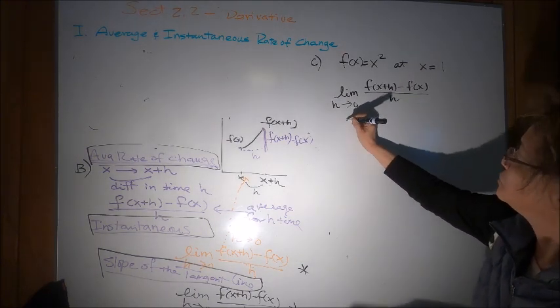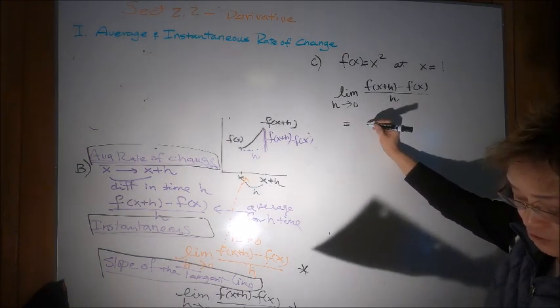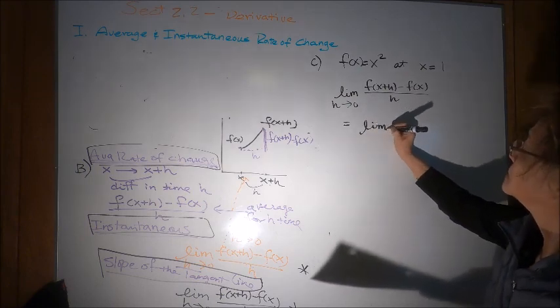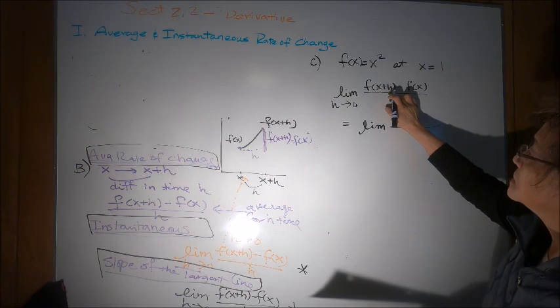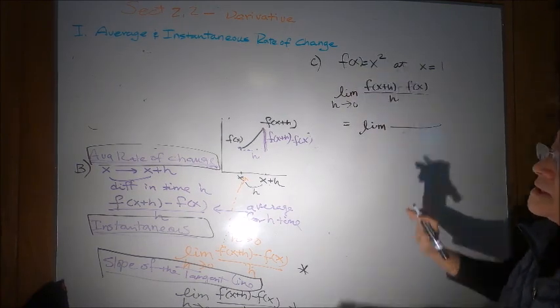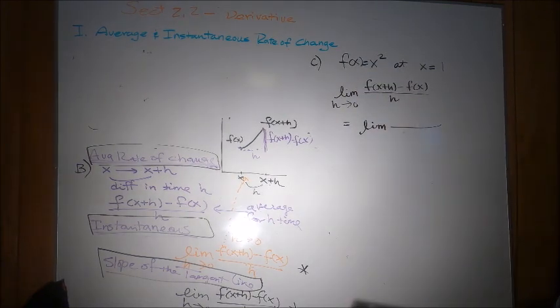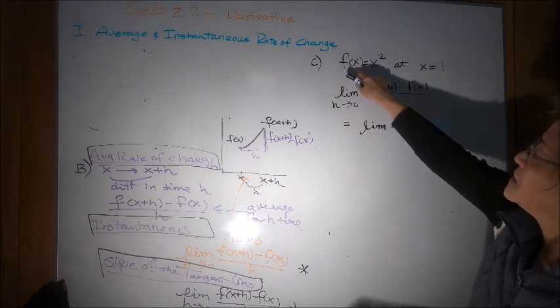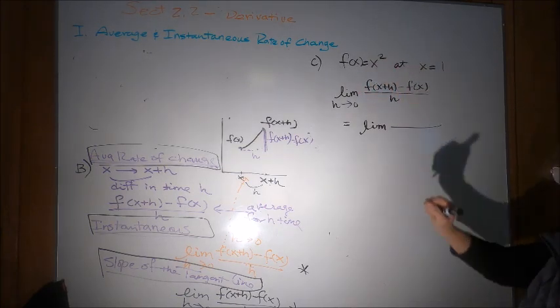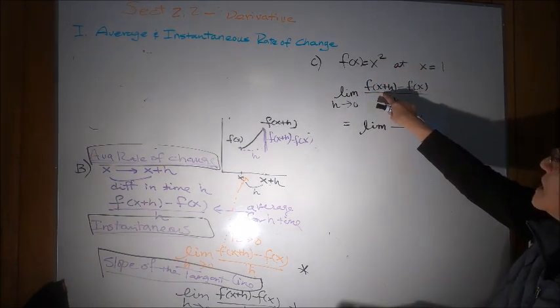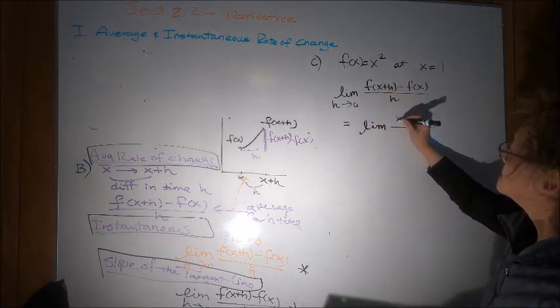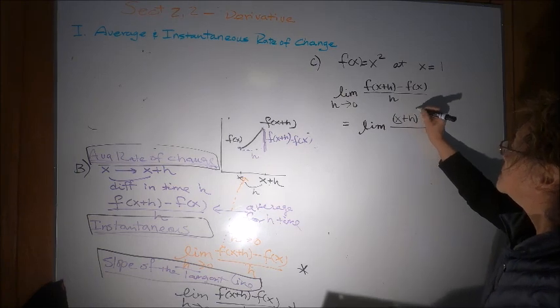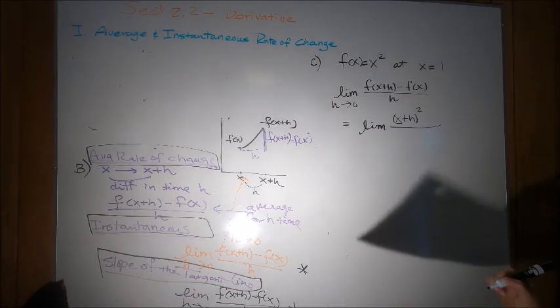So what would that be? Now your function is what? X squared. Then x plus h applied to function f. That means function f says, whatever you give to me, I square you, right? Now it's given by what? X plus h. So you square it. That's how you plug in.